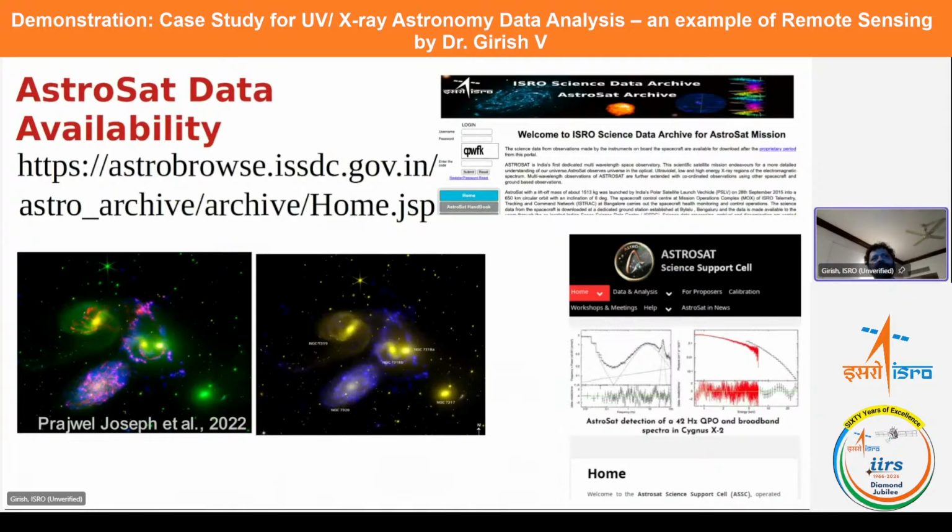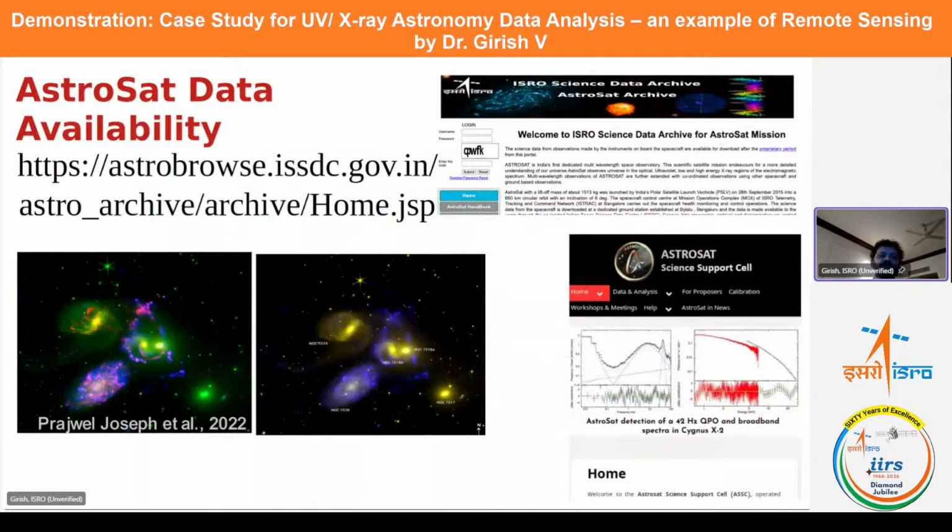We do conduct workshops also. You can keep looking into our announcements, and you can join these workshops to learn how to analyze the data. So before ending, I just want to show this image on the left.